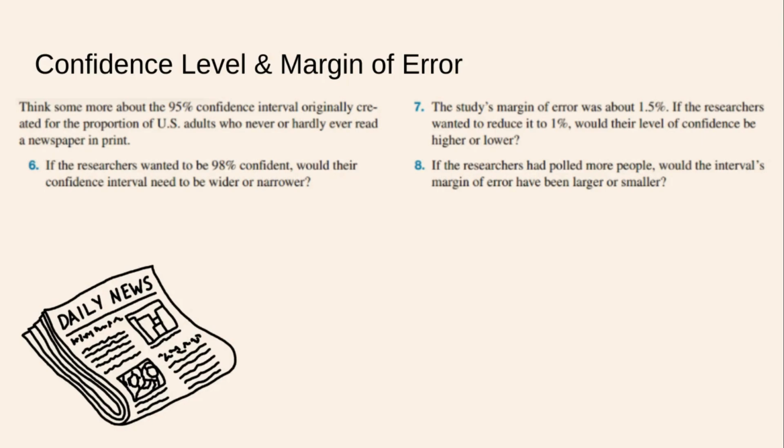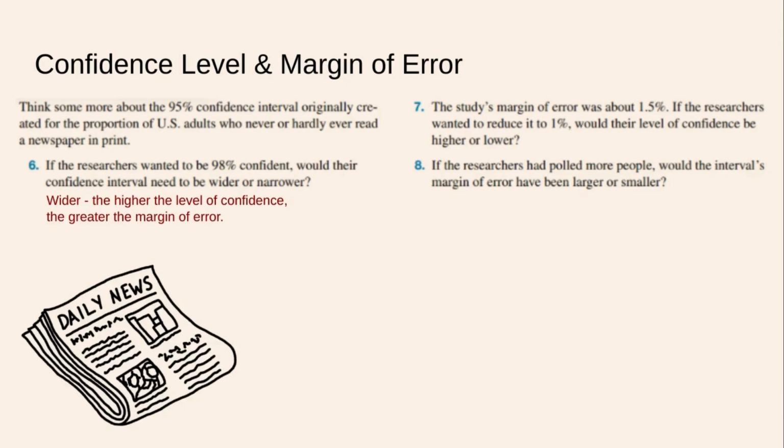Let's look at number 6. If the researchers wanted to be 98% confident, would their confidence interval need to be wider or narrower? Well, the answer is it needs to be wider. The higher the level of confidence, the greater the margin of error. Think about it. In order to increase your level of confidence, you need to increase Z star, which makes for a wider margin of error.